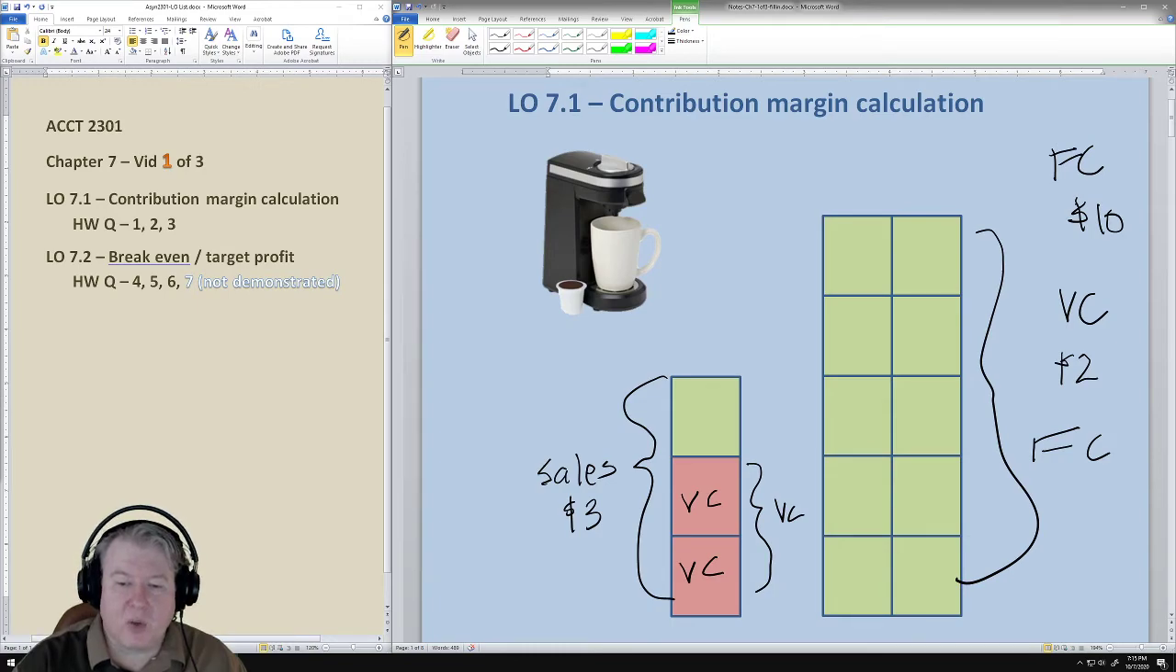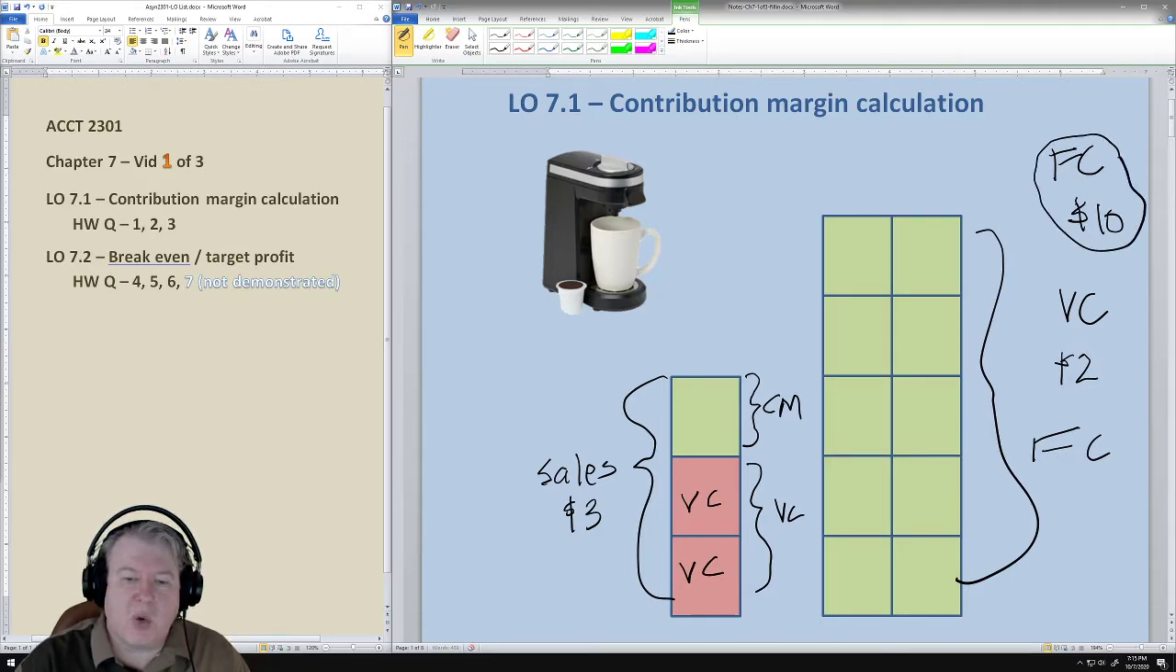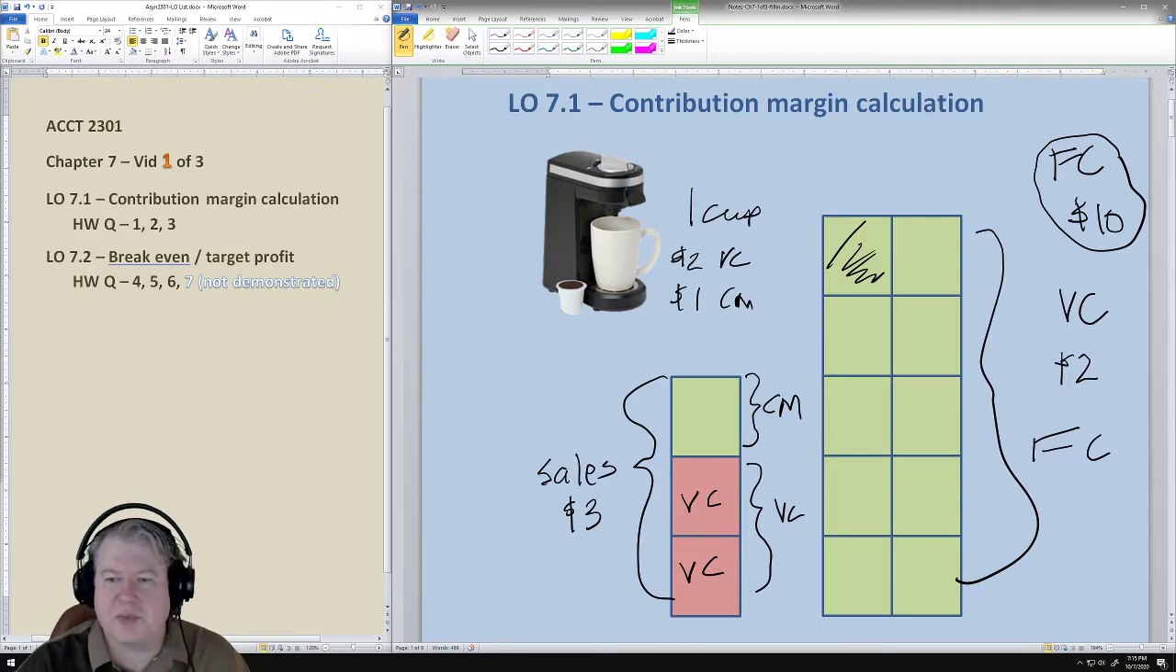Well, what's left over? What is this magical green block? This is the contribution margin. And we call it contribution margin because it's not profit, or at least it's initially not profit. And why is it not profit? Well, remember, we still have this fixed cost, right? So let's say we just sell 1 cup of coffee. Well, we spent $2 on the K-cup. That's the variable cost. And then we have $1 of contribution margin. In other words, that would have been just the first block here. We would have just said, we have contributed towards paying off our fixed cost.